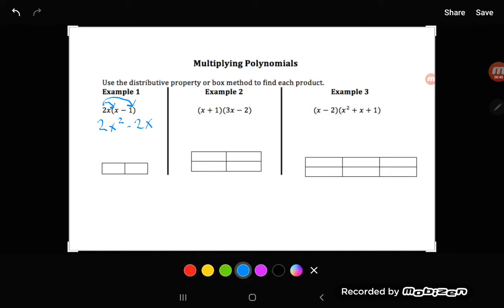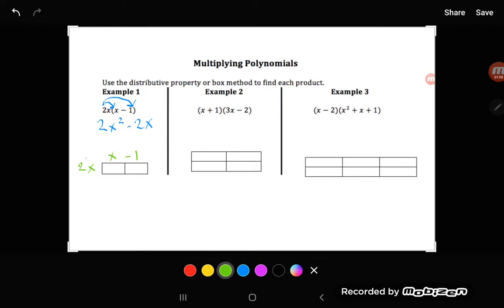For those of you that may like to use the box method or need another way to solve it, I have a box right here. It is a 1 by 2, it's one row and two columns. On the outside left, we're going to write 2x. On the top, we're going to put the x over the first column and the negative 1 over the second column.